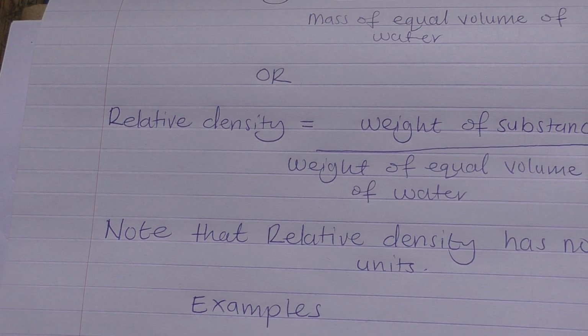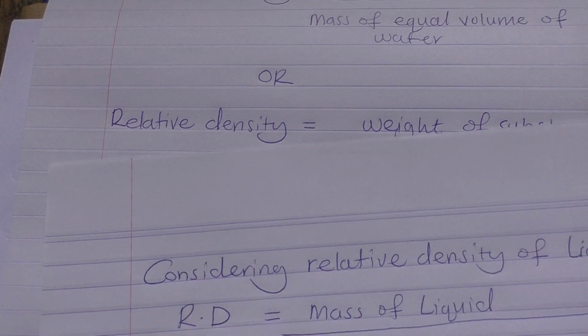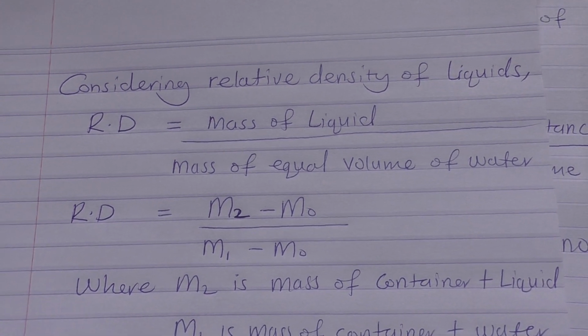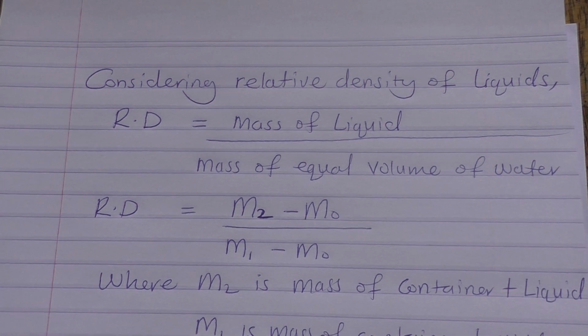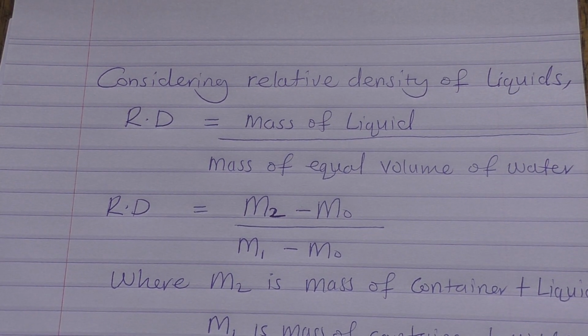Otherwise, let's continue to examples. However, these examples are on two things. We shall look at relative density of liquids and that of solids. Let us start with relative density of liquids.